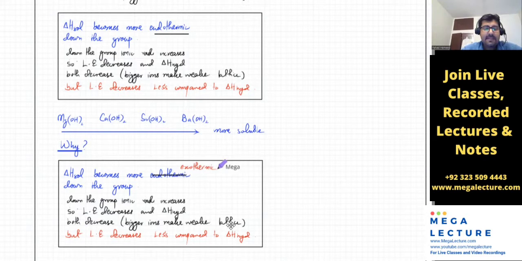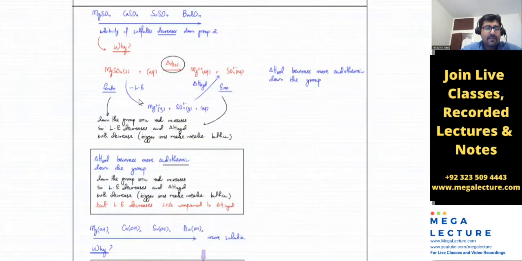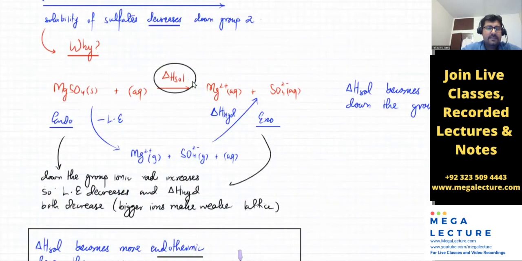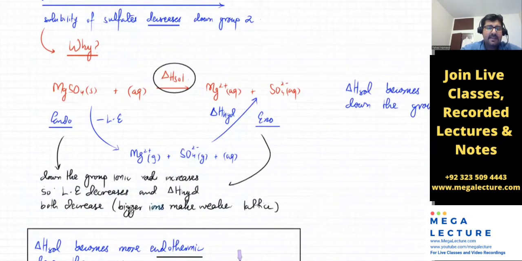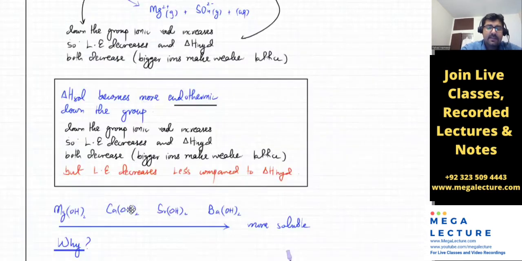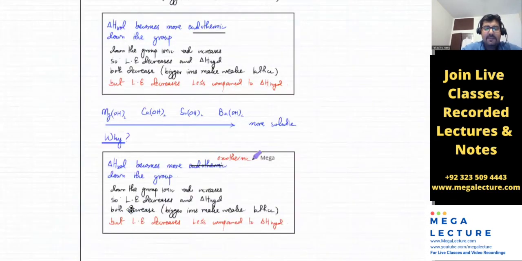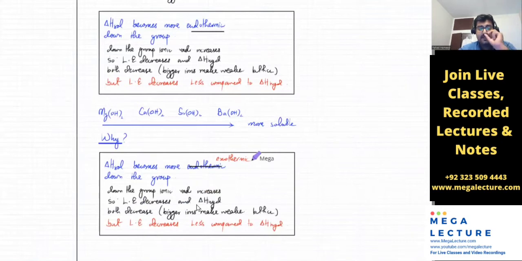The rest applies. Down the group, ionic radius increases. So the cycle for hydroxides would be similar: break the lattice, form bonds with the water molecules, become aqueous. This statement would still apply, that the ionic radius would be bigger. So breaking the lattice and forming bonds with water, they both are going to decrease. The energy values would decrease.